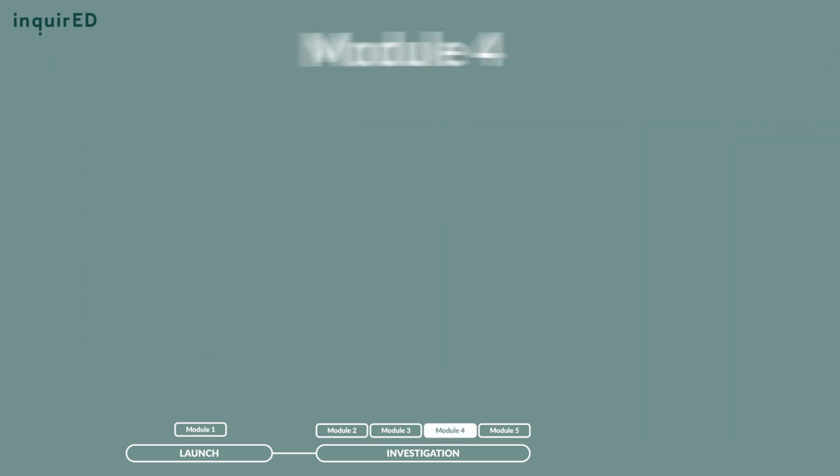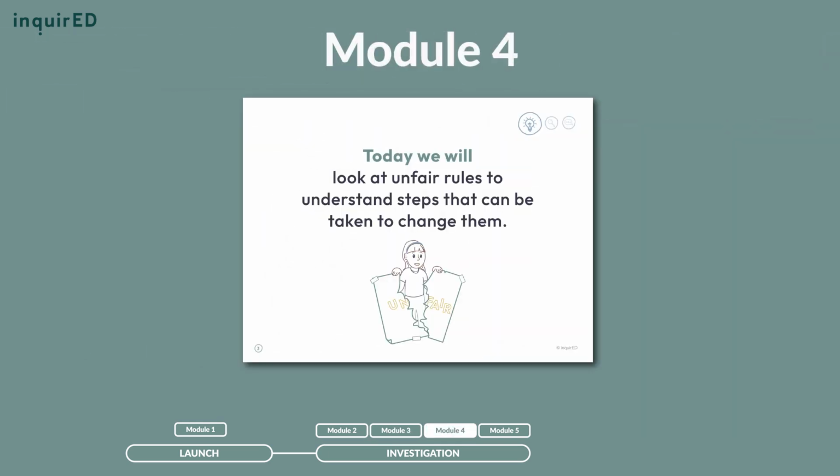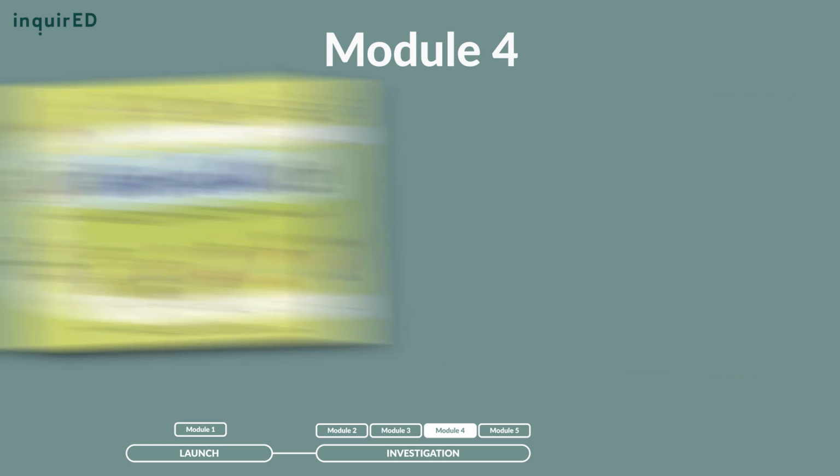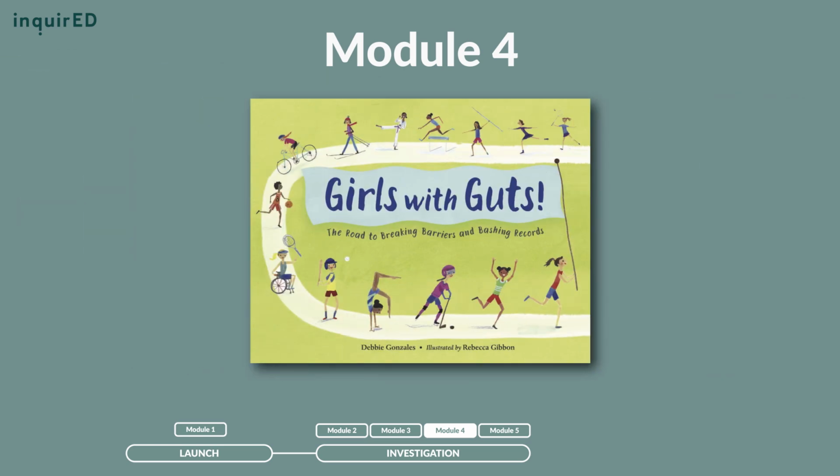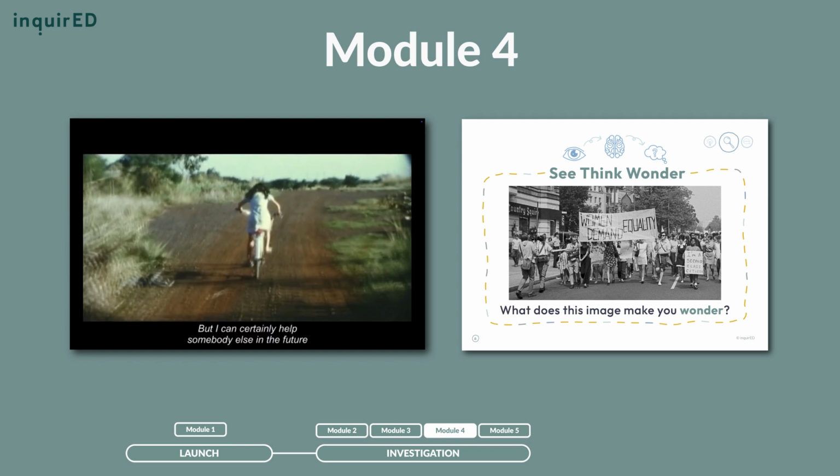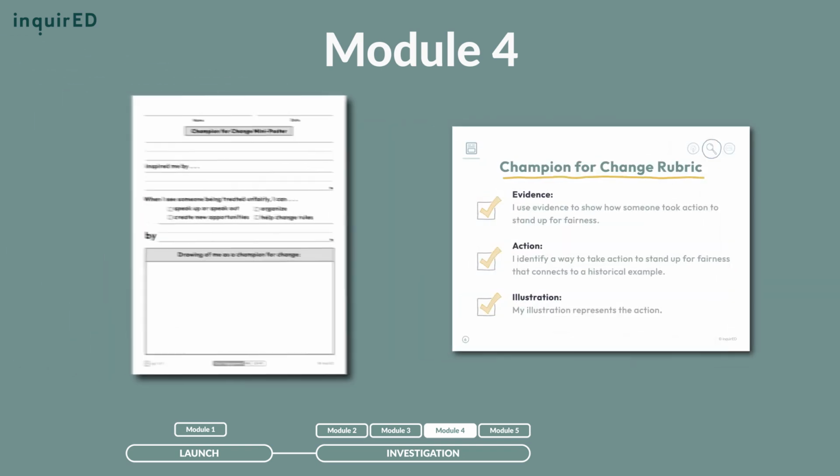In Module 4, students investigate what happens when rules and laws are unfair, focusing on examples like the exclusion of women from sports. They examine sources to learn how citizens and lawmakers create change, then create a Champion for Change mini poster to highlight an inspiring individual and their impact.